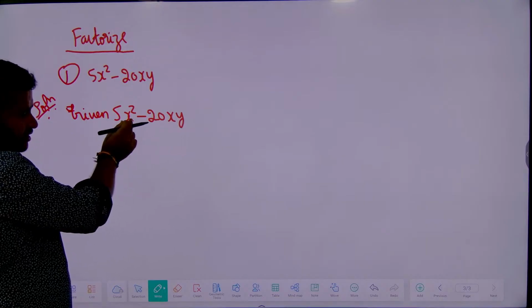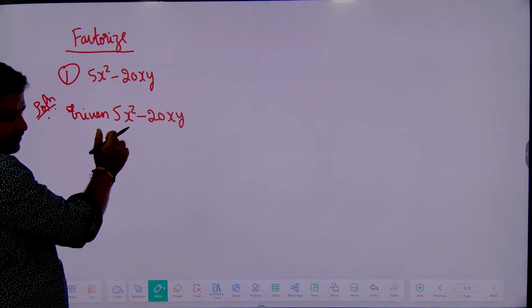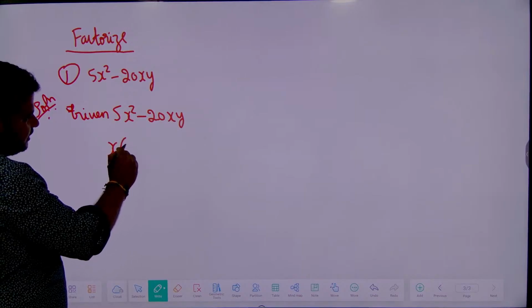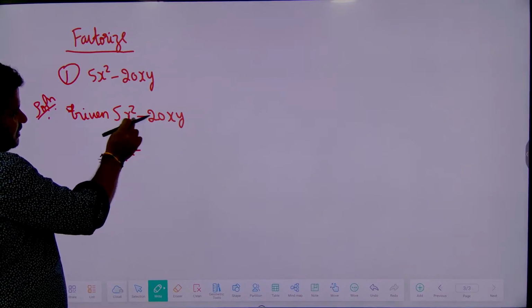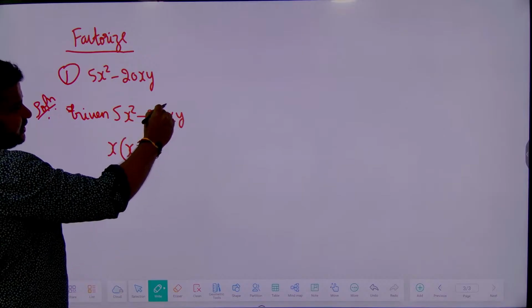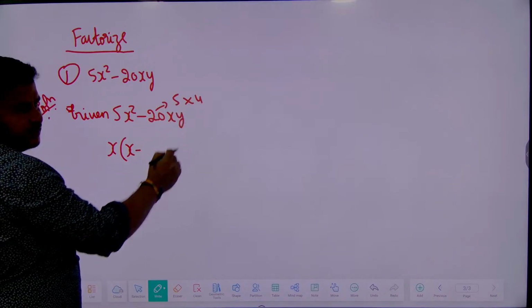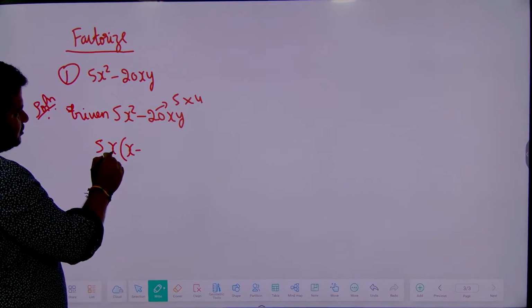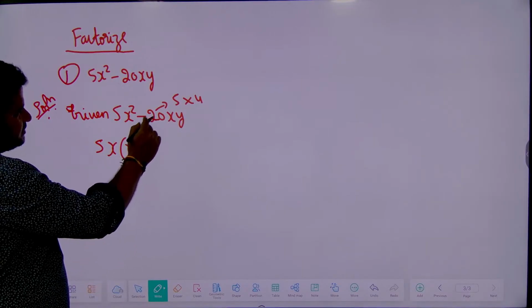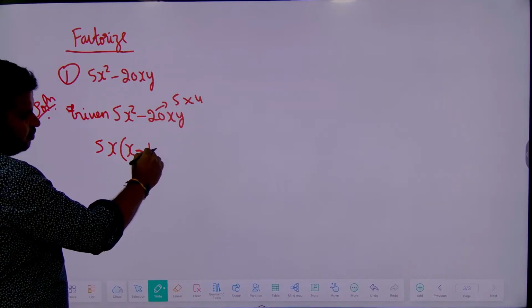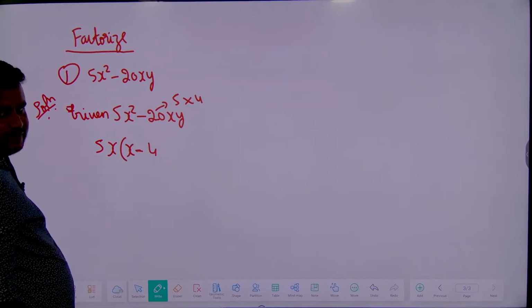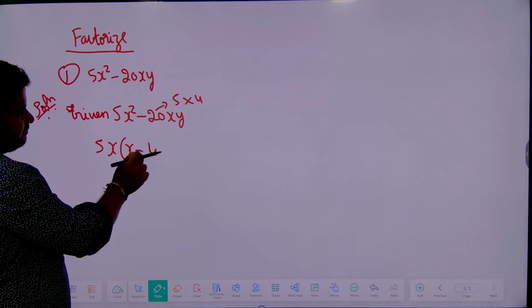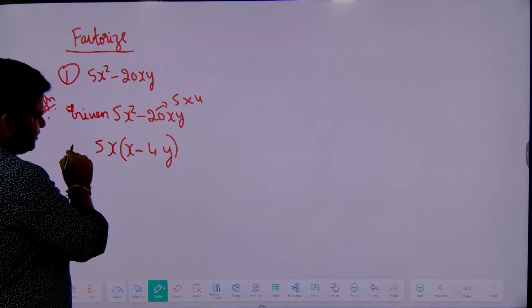X if I take common, here also if I take x common, here one x will be left, I will be having x here. So this will be what? X minus, okay, see this 20 I can write it as 5 into 4, correct? So definitely I can take 5 also common. So this will become 5x into x minus, this 5 if I take common, what is left out? 4. 20 can be written as 5 into 4. This will become 5x into x minus 4y. That's all is the answer.